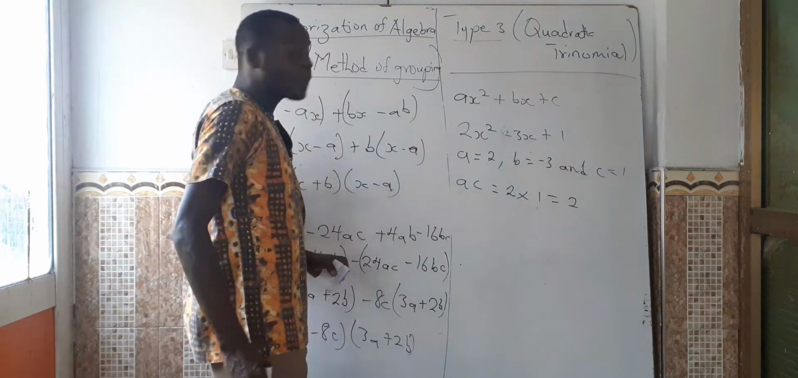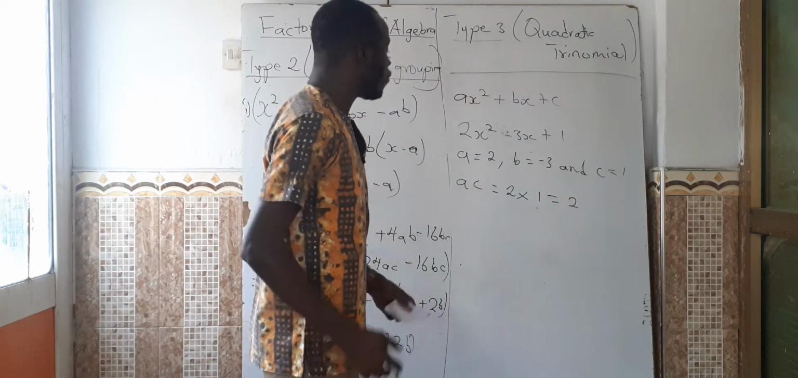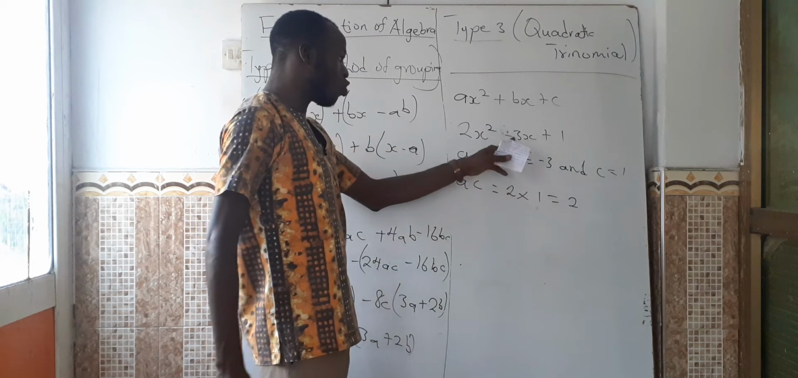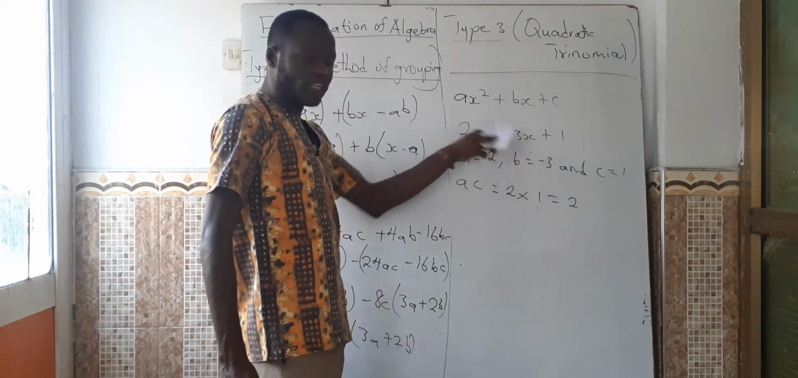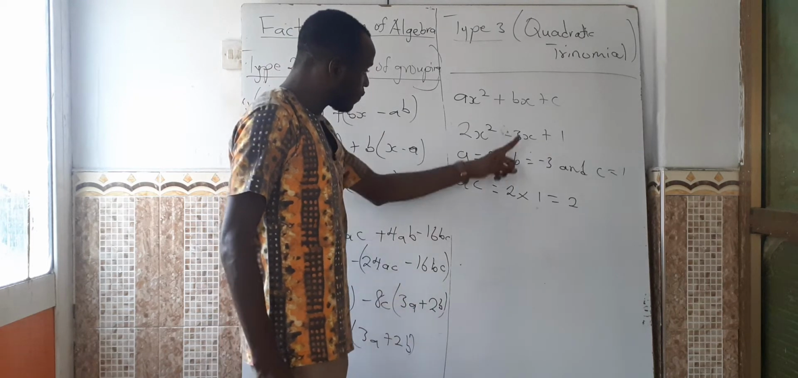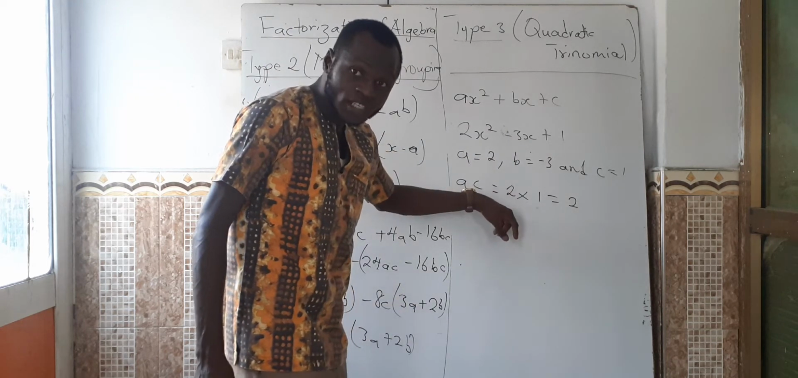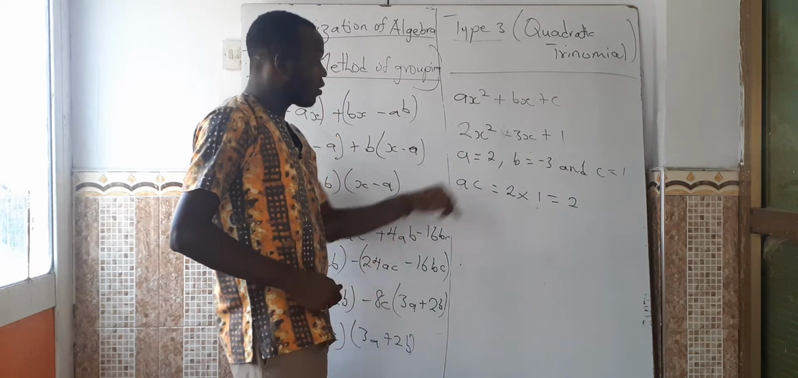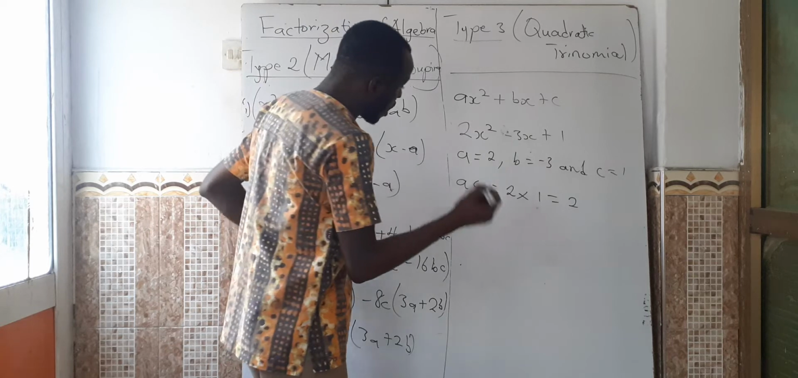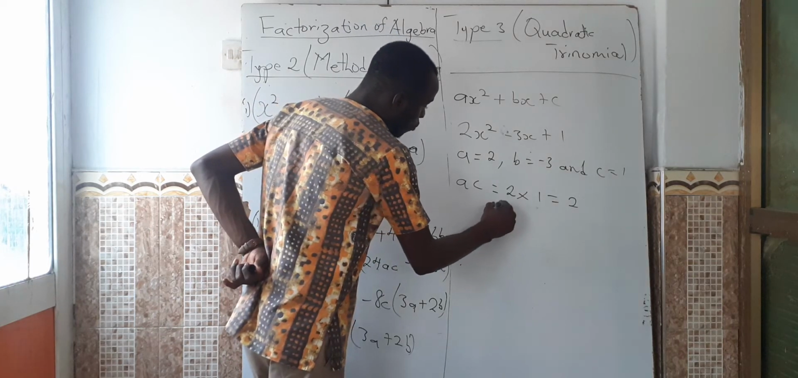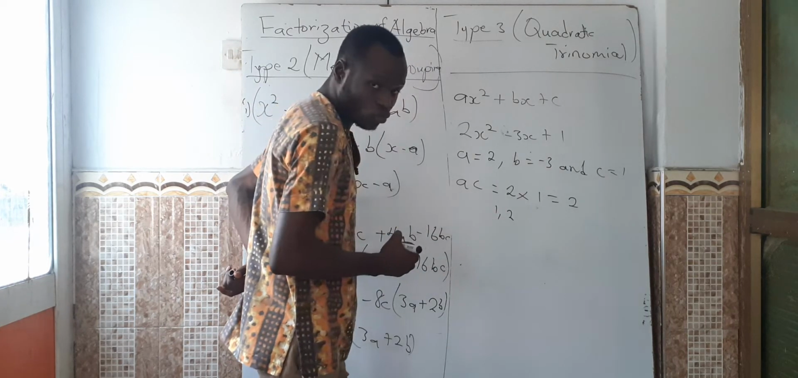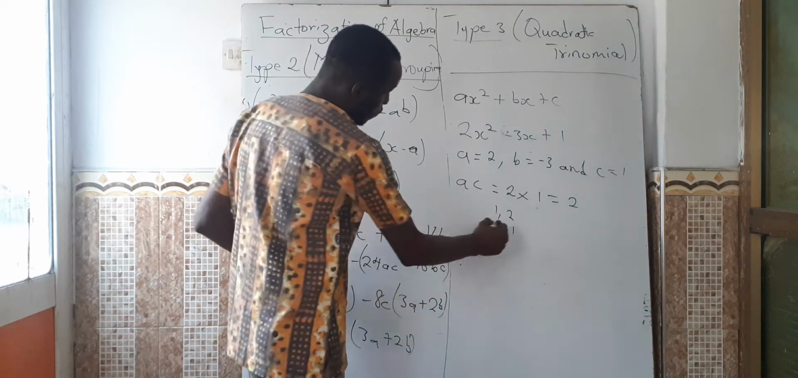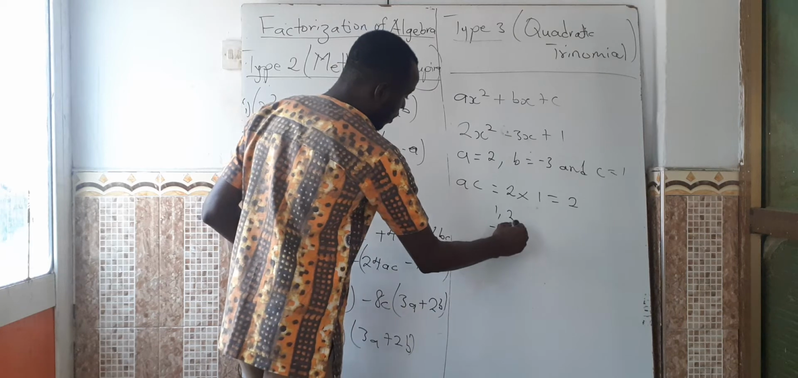2. So after getting this 2, you look for the factors of 2 which, if you add, you will be getting the coefficient of the x here, which is -3. So you list the factors of 2. We can have 1, 2, which is a factor of 2, and we have -1 and -2, which is also a factor of 2.